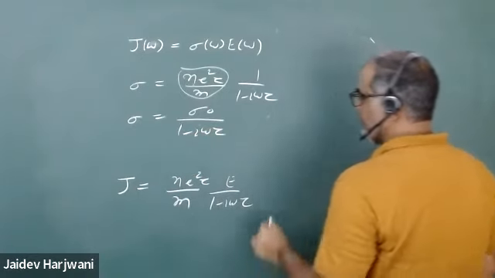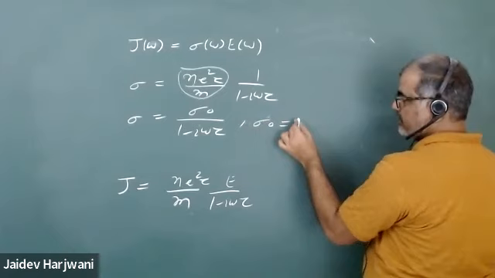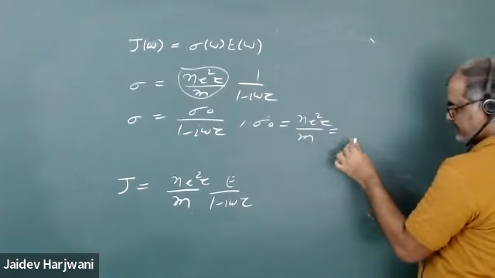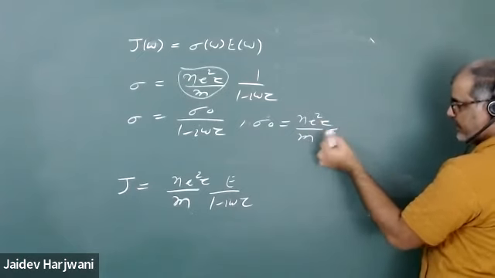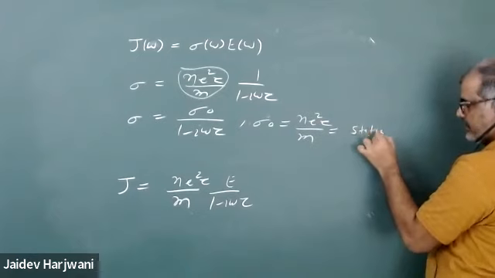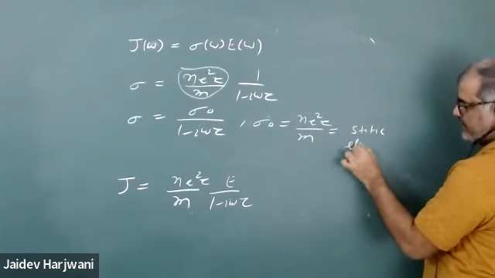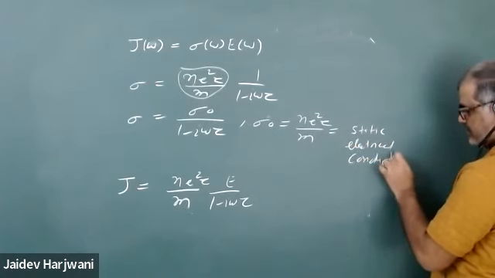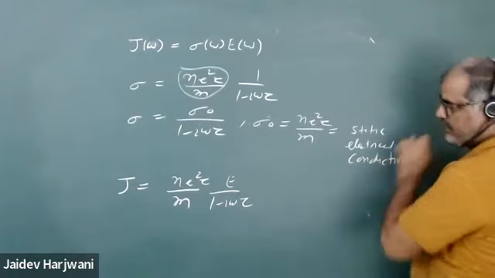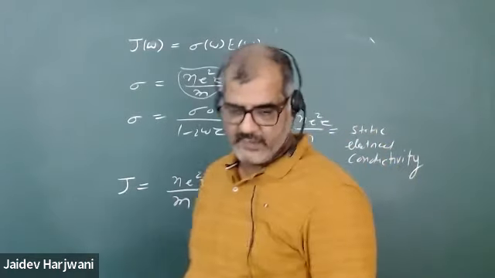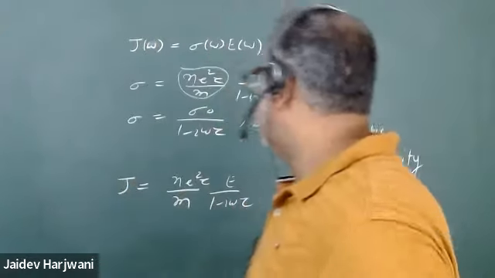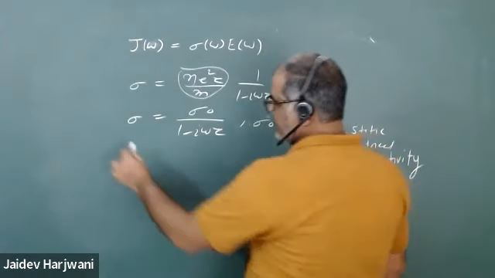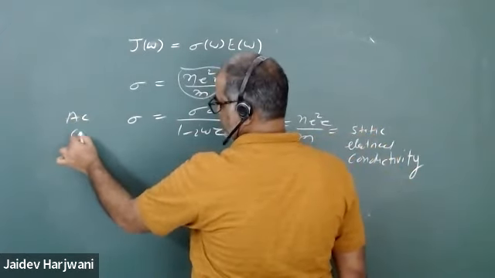Okay, and where my sigma naught is what? Sigma naught is n e square tau upon m, and this is what, my DC conductivity, DC electric conductivity, or static electrical conductivity. Okay, this expression is static electrical conductivity. Okay, now this expression, okay, what we have written, this is AC conductivity. Okay, this is the expression for AC conductivity.